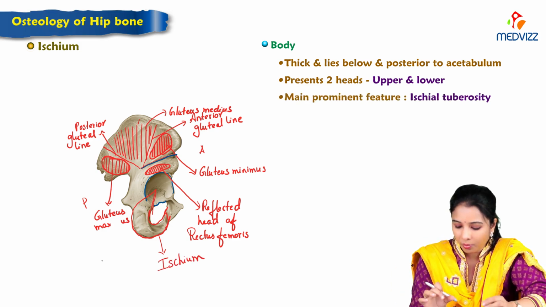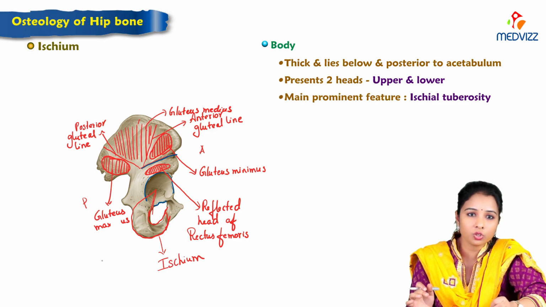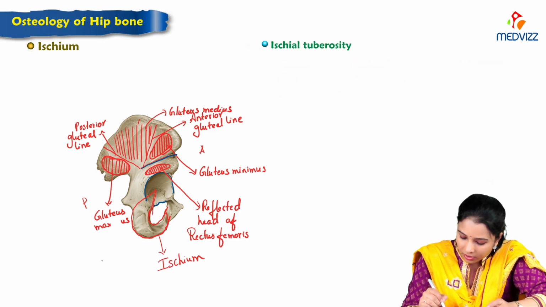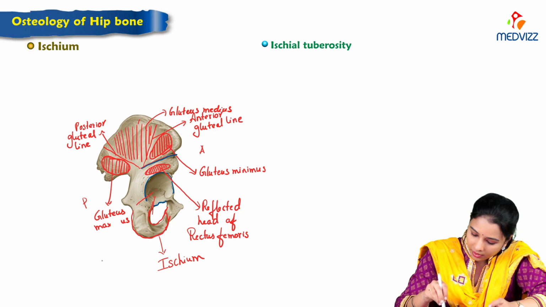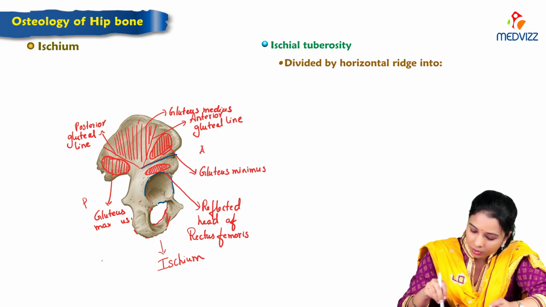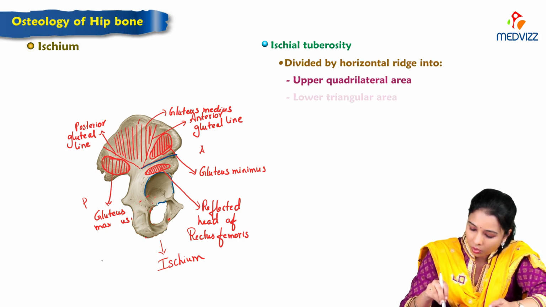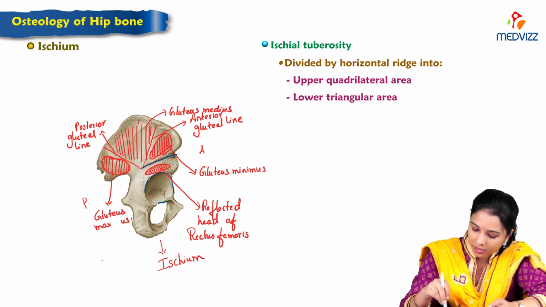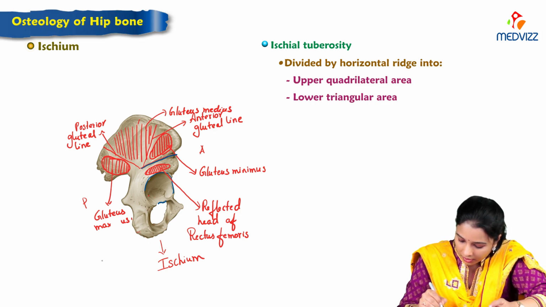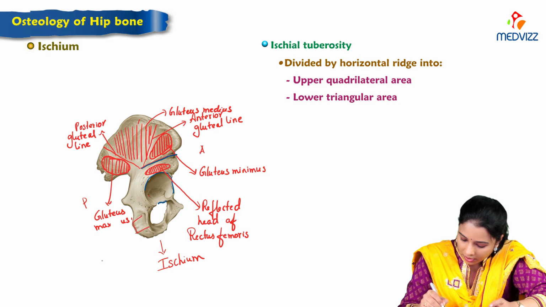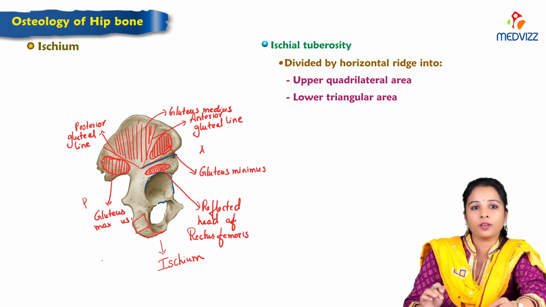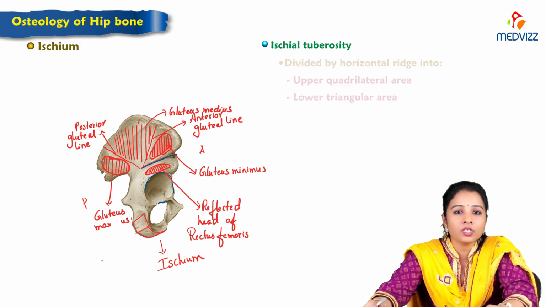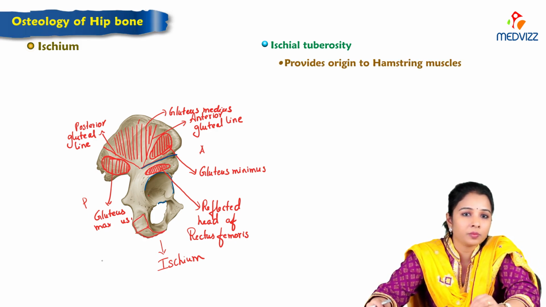The main prominent feature of the ischium is the ischial tuberosity. If we observe keenly, the ischial tuberosity is divided into upper and lower parts, superior and inferior, by a horizontal ridge. The upper part is a quadrilateral area and the lower part is called the triangular area. This ischial tuberosity gives origin to the hamstring muscles.